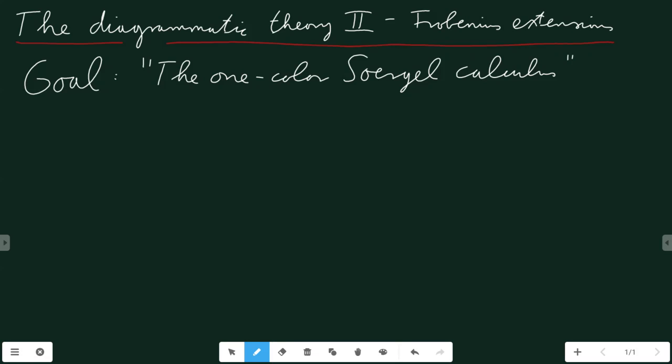The goal for today is to present you what I call the one color Soergel calculus, which is basically the main meat for the general Soergel calculus, which will be a diagrammatic description of the category of Soergel bimodules. So what do I mean by one color? Let me just tell you that because, well, next time we will have two color, and then we will have the three color.